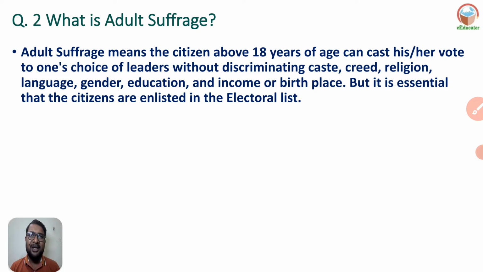The minimum age is 18 years. There is no discrimination among people. And one of the essentials is that his name must be enrolled in the electoral list. If the person is 18 years old and the name is enrolled in the electoral list, that person can cast a vote. Right to vote. Adult suffrage. In another sense you can call it the right to vote.